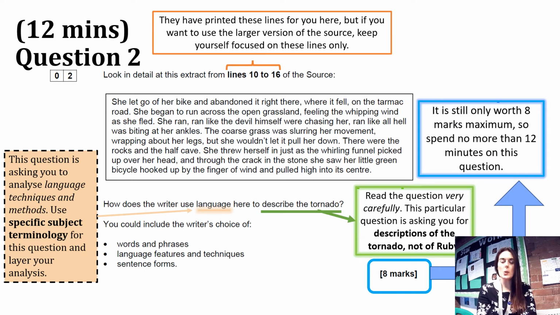Okay, so let's move on to question 2. So if you do have an extra minute or 2 from question 1, you go straight to this part and you start having a look at what the question's asking you to do. So this one says, look in detail at this extract from lines 10 to 16. They will always give you a sectioned off box here to work with so that you're answering the right bit.